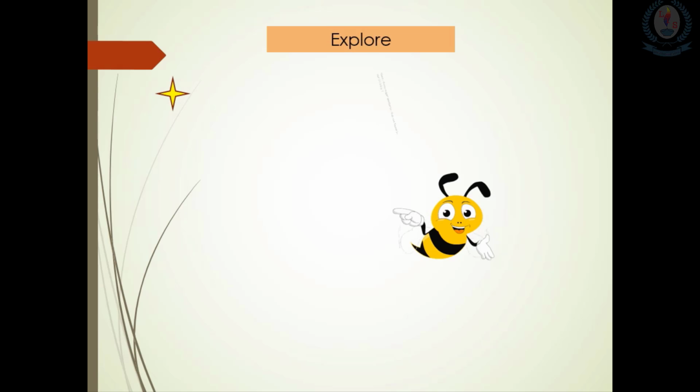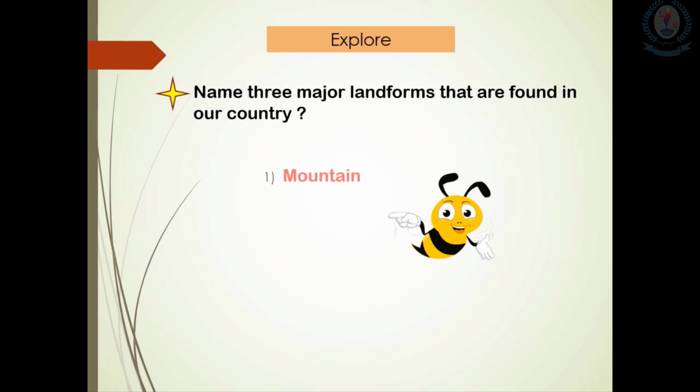Children, now you have a question here. The question is, name 3 major landforms that are found in our country. First one mountain, second one hills, third one plains. You have to find and answer the question. Okay, children?